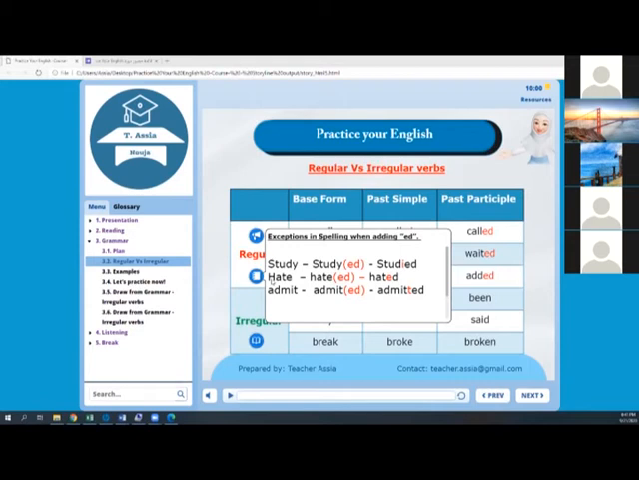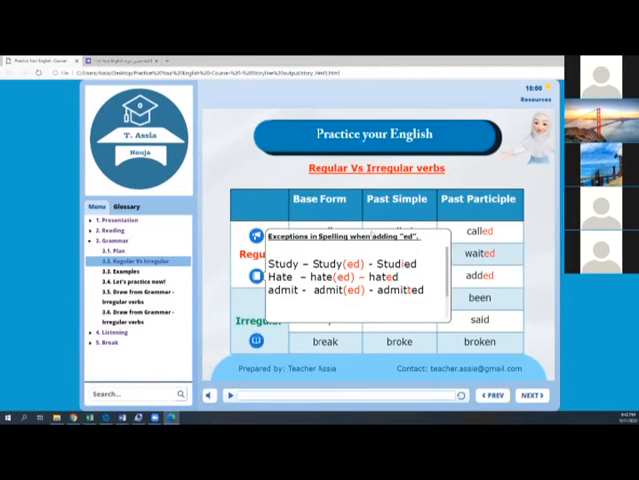Also, if you have a verb that ends with the letter E, like hate. Hate, if I add ed, I can't write hateed. It becomes hated. So that's why I drop E, or I only add D. Sorry, I only add D. You have E here, so you need to add D. Hated. Is it clear?